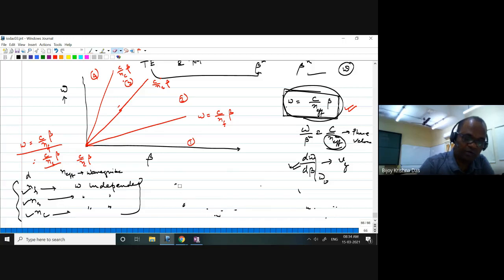So why I am discussing this: when you are plotting, you should not be in the dark about whether the results you are getting are correct or not. You will be able to predict that yes, it is coming correct, whether it is your MATLAB program, C programming, or Python. You will be able to judge.